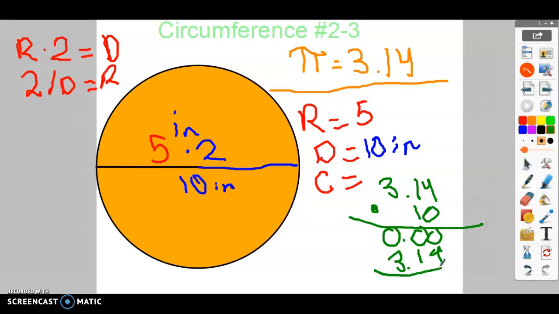So our answer is going to be 31.4. We guessed it, just like pi, 3.14, but with the decimal moved. I'll be right back.